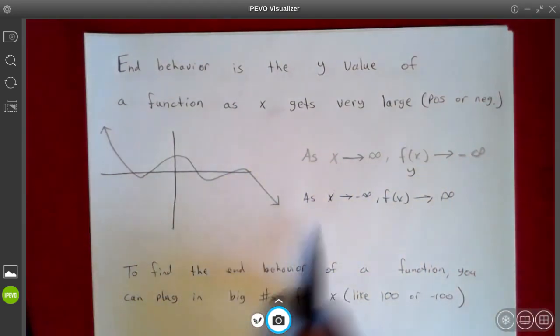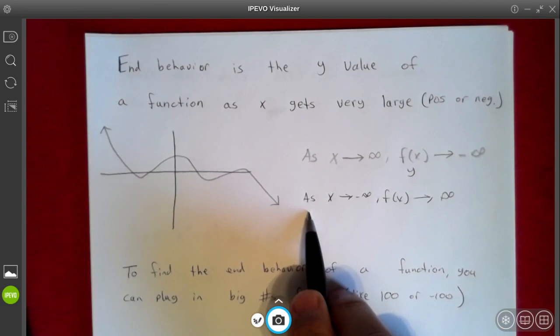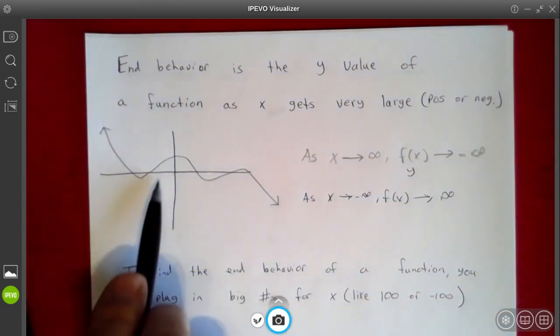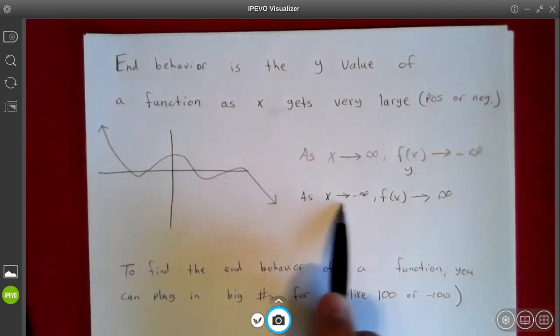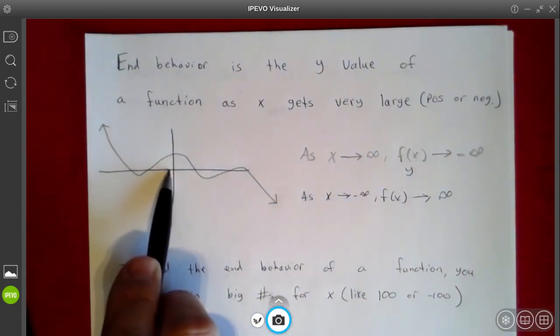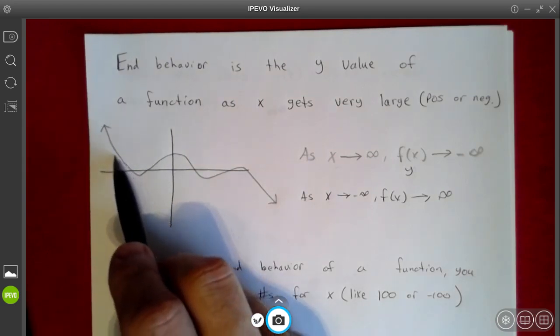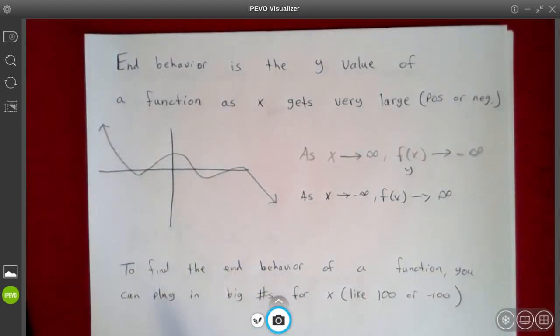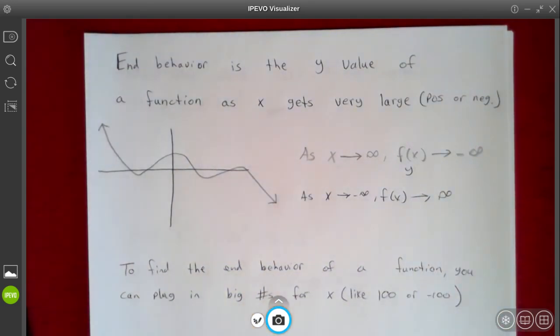Okay, they're going downhill. Okay, and then the other half of the end behavior would be as x tends towards negative infinity. That's what this part means. As my x values get bigger and bigger negative, the y values get bigger and bigger. All right, the y values are tending towards positive infinity in that case.